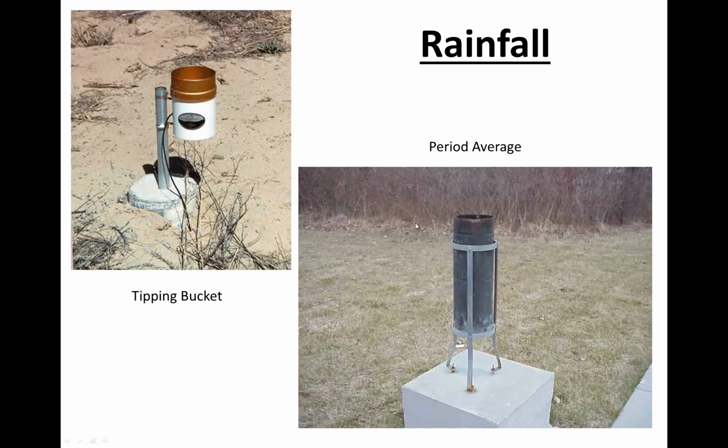Whereas a more common rainfall gauge is just a period average type of gauge. You look at the gauge every day, and so in a case like this, you'd only know the rainfall depth over a 24-hour period rather than the intensity at much more frequent intervals that can be obtained with electronic devices.